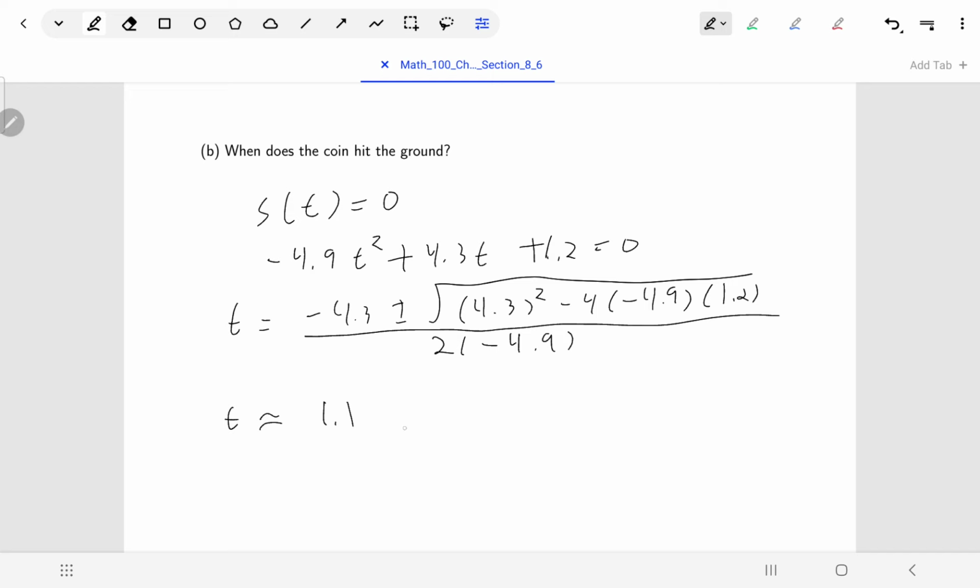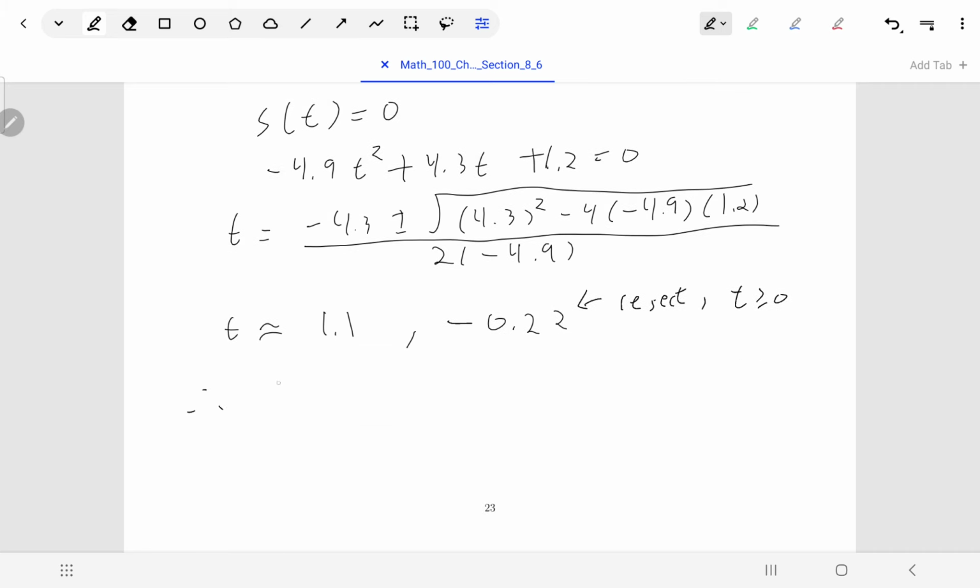And when I run this through my calculator, I get two possible values, one of them being 1.10015 and the other one being about negative 0.2226. And of course, the negative one is one that we're going to have to reject because that is the coin hitting the ground before you throw it. That doesn't make any sense. So we're rejecting it because in this scenario, time starts at 0. So I can say the coin hits the ground after approximately 1.1 seconds.